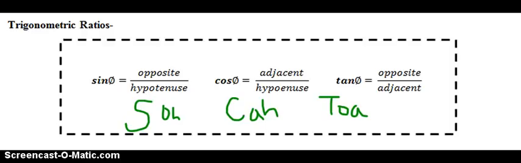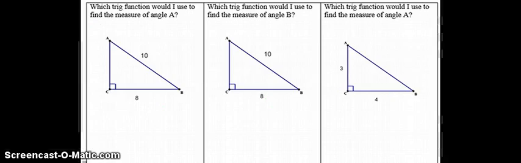So let's take a look at setting this up. Okay, so which trig function would I use to find the measure of angle A? So right here is angle A. Let's label our sides with respect to angle A. We know that across from that 90-degree or right angle is always our hypotenuse. Across from angle A is our opposite side. And next to angle A is our adjacent side.